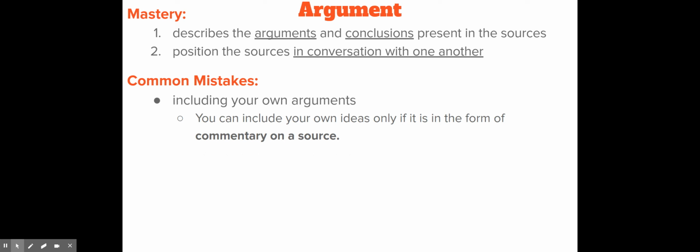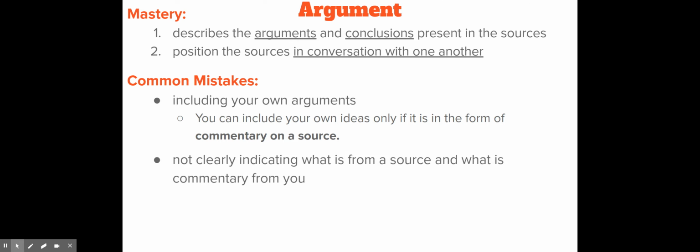And what I mean by that is if you are connecting 2 sources together, obviously that will be your own idea because that won't exist in the source. Also, if you're adding on to what a source said, not necessarily making your own argument, but using that source to add on your own idea.